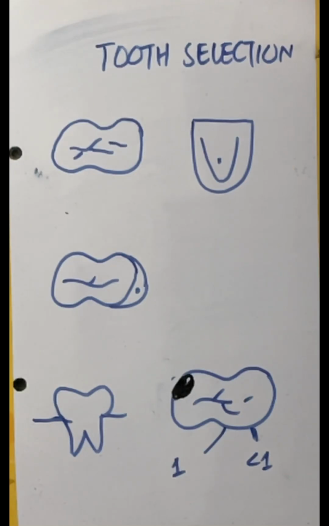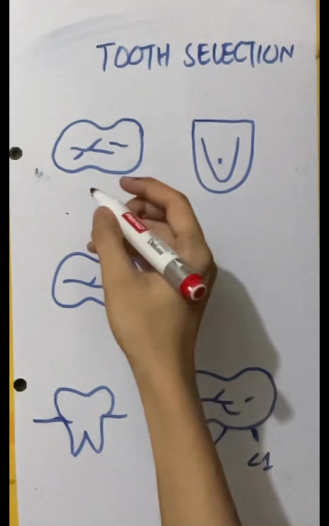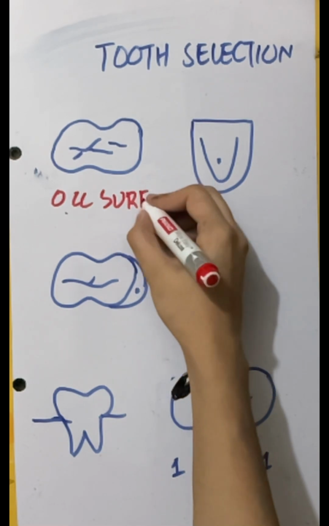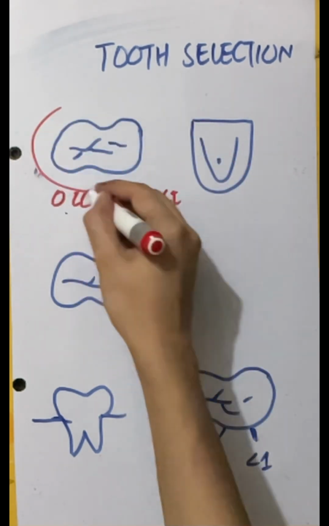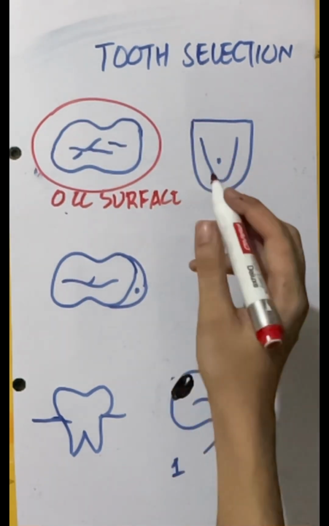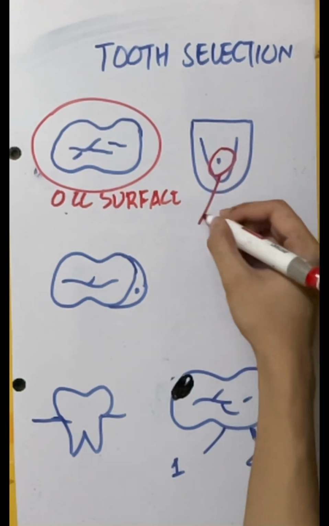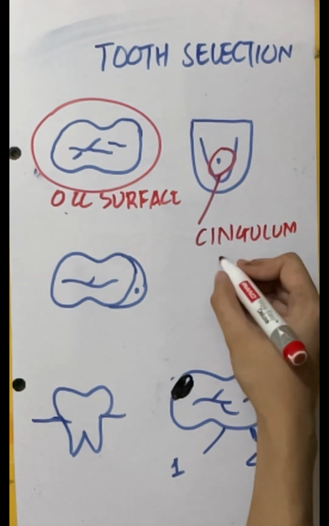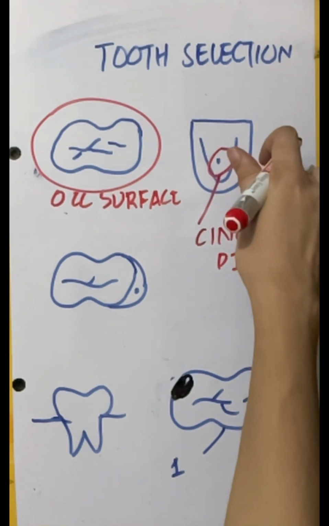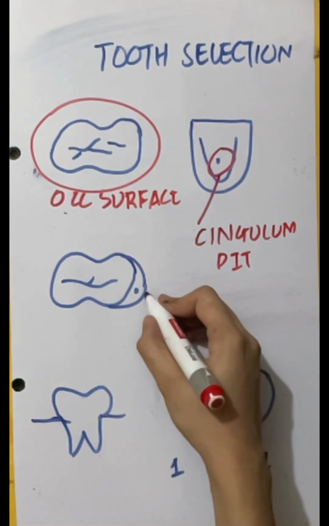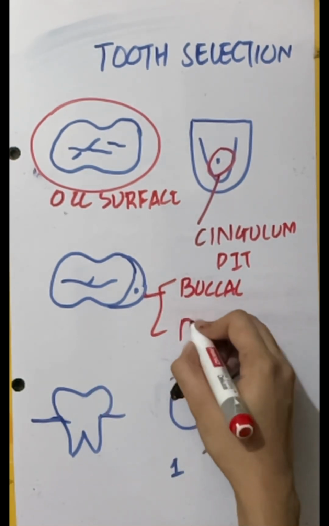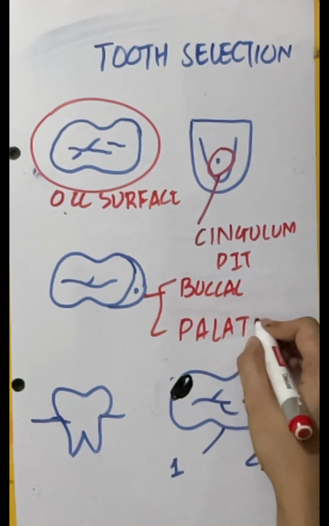So now the question arises, which teeth need fissure sealants? First is the occlusal surface of the permanent molars, then the cingulum pit of the upper incisors, then the buccal pit of lower molars, and the palatal pit of upper molars.